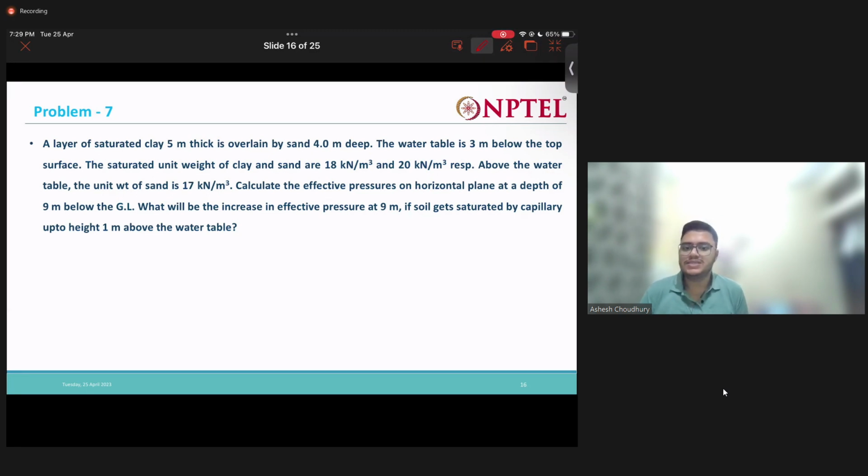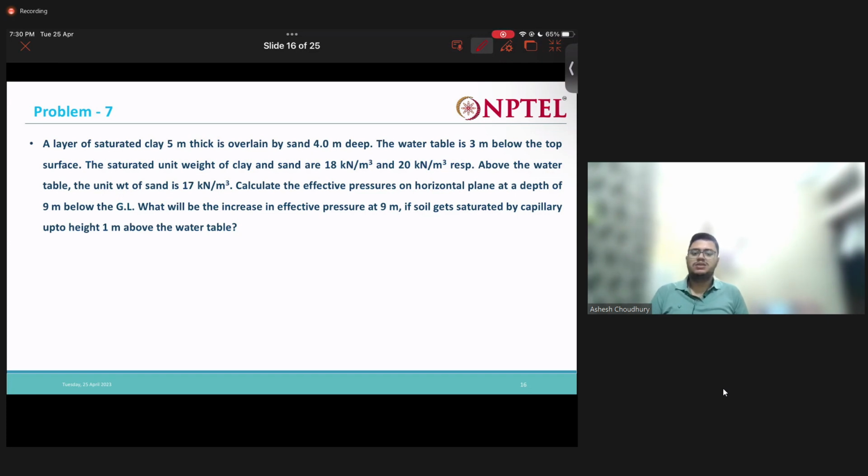What would be the increase in effective pressure at 9 meter if the soil gets saturated by capillarity up to 1 meter height? Okay, so long problem, so we will solve it step by step. This problem is basically from our effective stress chapter, right? Where we learned how to calculate the effective stress and studied the concept of effective stress.